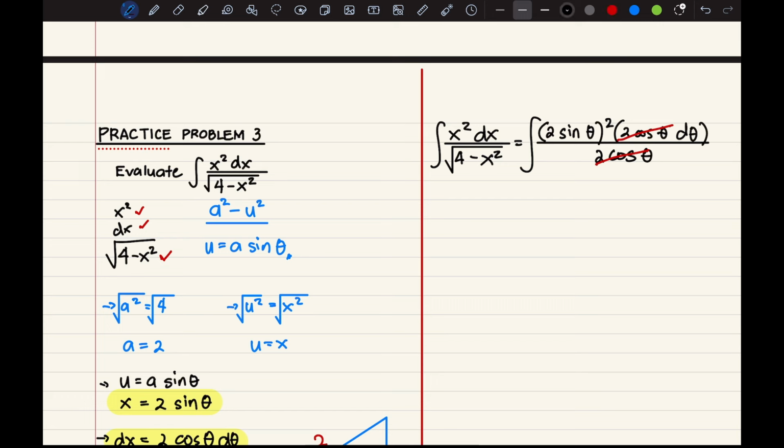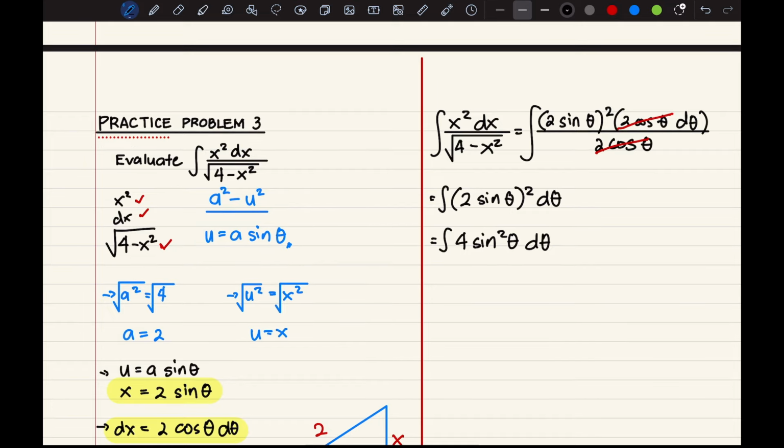So simplifying, so we have integral of 2 sine theta squared, and then we have d theta. And distributing yung square sa loob ng parenthesis, we get integral of 4 sine squared theta d theta. So we have a constant na 4. Pwede natin yung ilabas sa integral sign natin. So we have 4 integral of sine squared theta d theta.